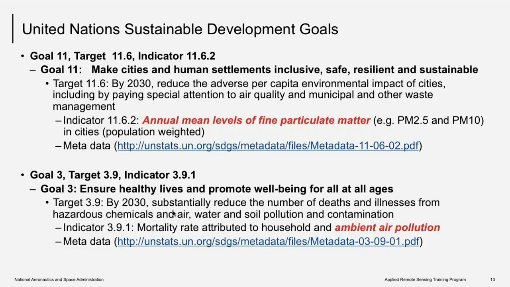Goal number 3 is more related to the health of human beings, and it ensures healthy lives and promotes well-being for all at all ages. So in order to achieve goal number 3, there is an indicator 3.9.1, which basically says mortality rate attributed to household and ambient air pollution. And this we can only calculate if we have good ground monitor data, or long-term monitoring data of ambient air pollution, either from surface, satellite, or a combination of the two.